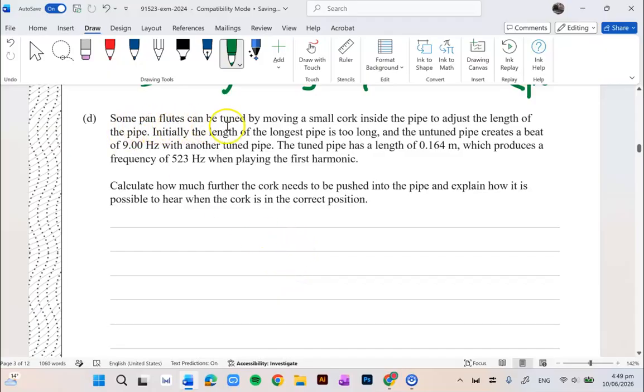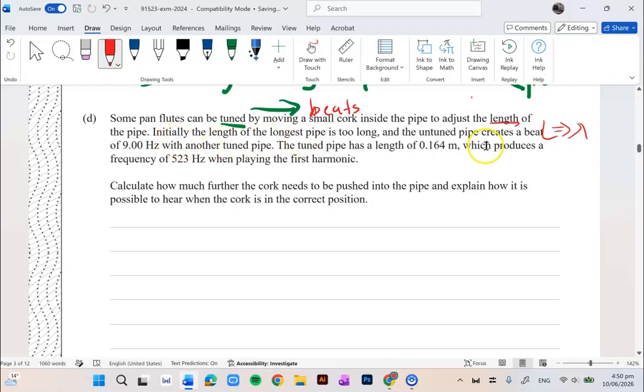Some pan flutes, blah blah blah, can be tuned. Alright, that word tuned is quite important because straight away that's telling me it's got something to do with beats, which you might not have learnt what beats are yet, but I can explain it really quickly. Inside the pipe to adjust the length. Okay, so we're changing the length. That's also important because if we're changing the length, we're also changing the wavelength, okay? They're proportional to each other.